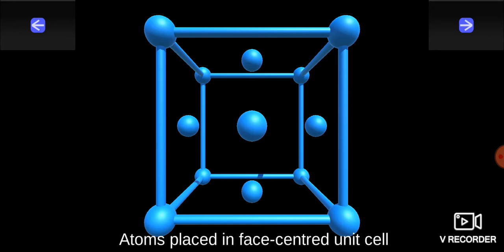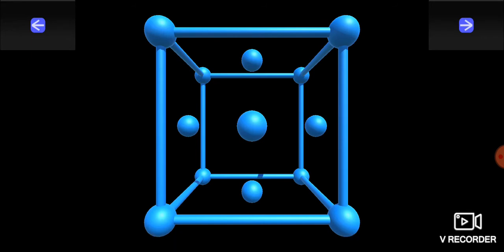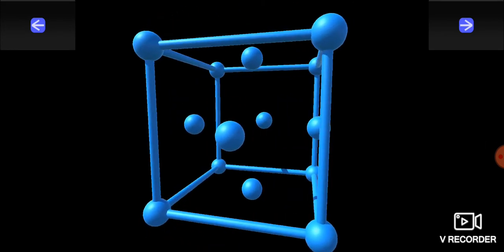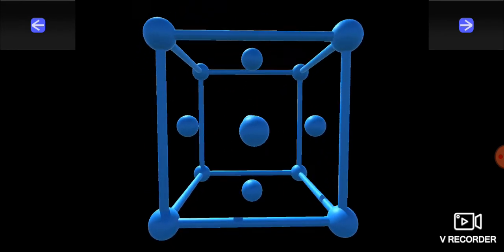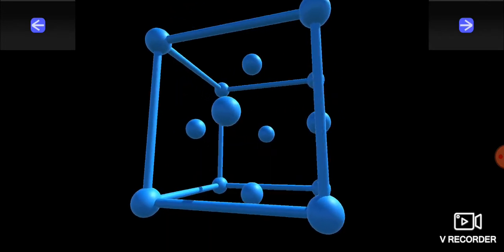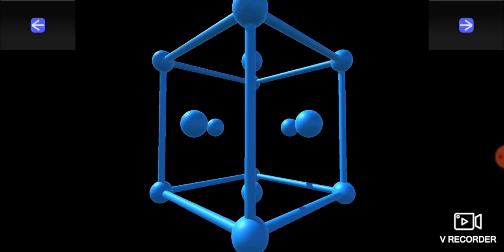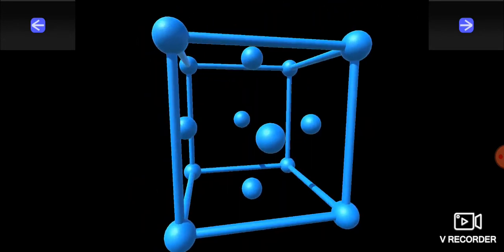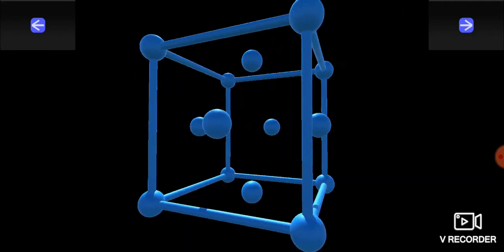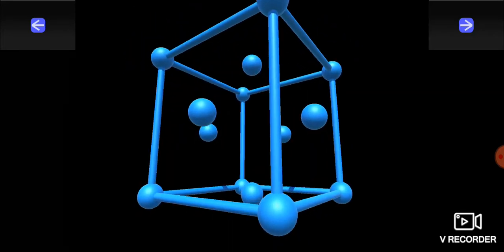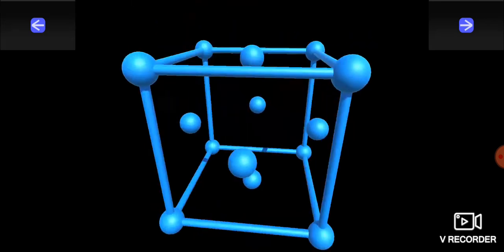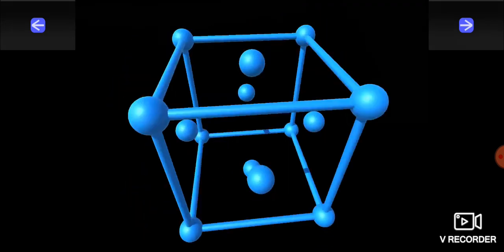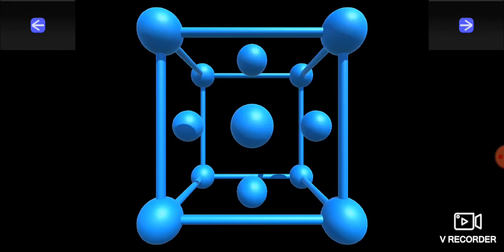Now the third one is FCC, that is face centered cubic unit cell. Here total 6 faces are there. As you can see, 6 faces are there along with the corners. And each atom which is present at the face has its own contribution is equals to 1 by 2. And total faces are 6. Like this.